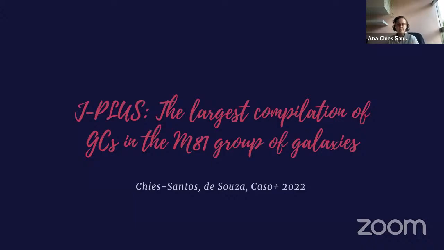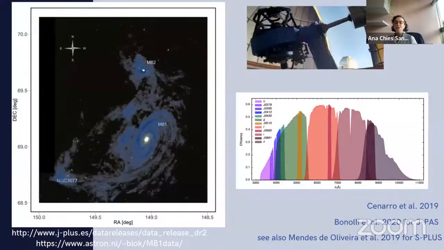Starting with this work, now published within the J-PLUS collaboration, the largest compilation of globular clusters in the M81 group of galaxies. In this project, we studied the M81 group of galaxies at 3.6 megaparsecs, where we have these three main galaxies: M81, M82, and NGC 3077. In the left panel here, I show the HI maps of this system overlaid on top of a J-PLUS composite image we created.